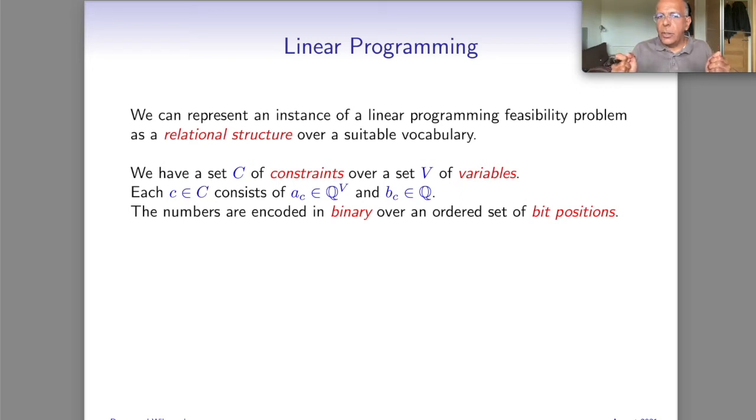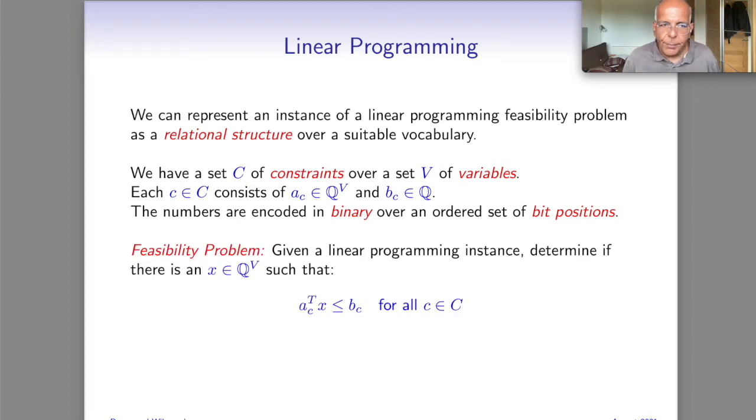the size of the structure encodes the number of bits, because the ellipsoid method is polynomial time in the bit representation of the linear program, not just in the number of variables or the constraints. You also have to factor in the number of bits required to write down the coefficients. Okay. So the numbers are encoded in binary over an ordered set of bit positions. So what do I mean by that?